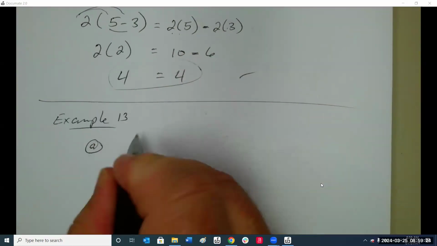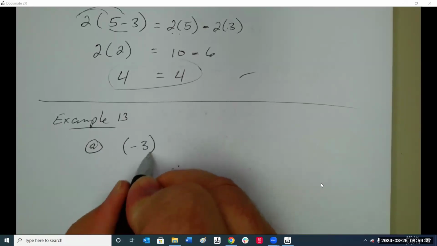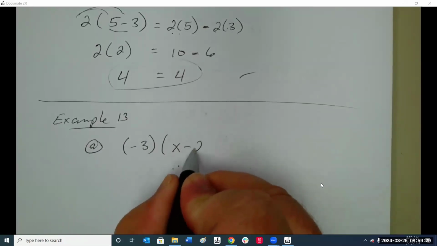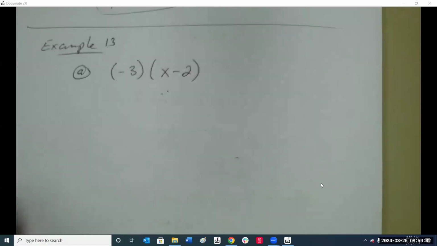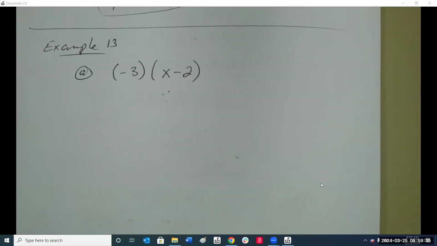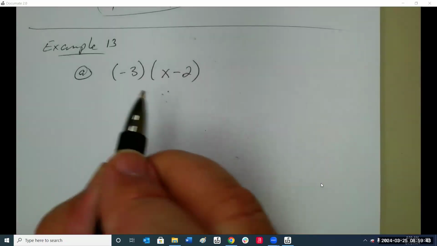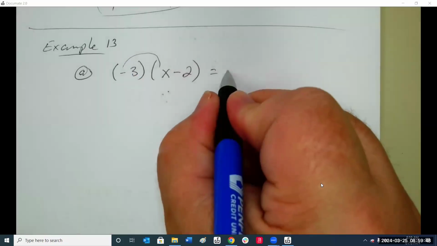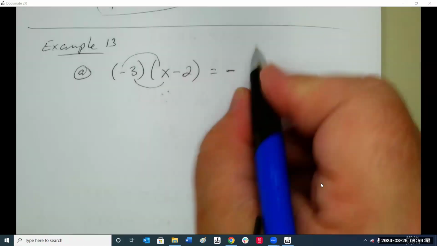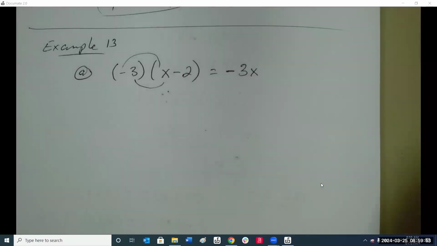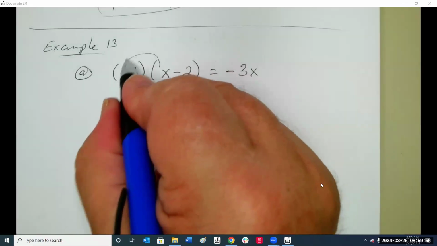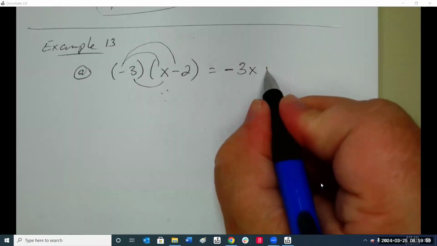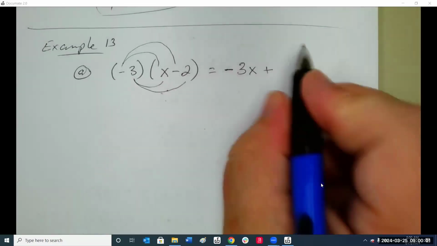Example 13a. Negative 3 times (x minus 2). So, like we just said, do the signs first. Negative times positive is a negative. 3 times x, 3x. Negative times negative is a positive. 3 times 2 is 6.